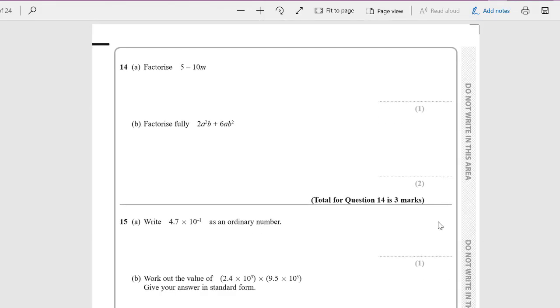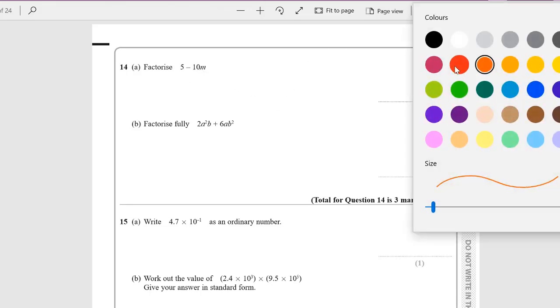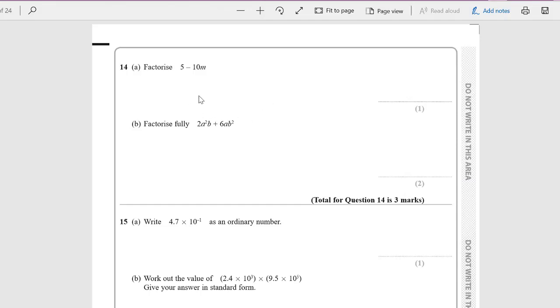Question 14. So it says factorize 5 minus 10m. So we want to factorize out the commonality between these two terms. So I have a numerical value here, numerical value here. So we can see that 5 and 10, well, the 5 is a factor of 10 and 10 is a factor of 10. So let's say 5, 1 and 2m, and it says factor fully 2a squared b plus 6ab squared.